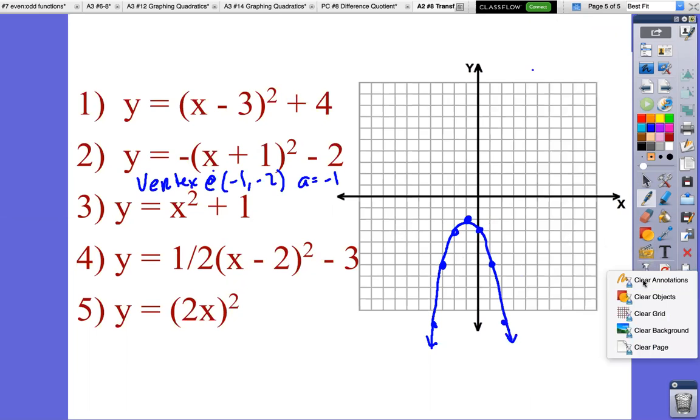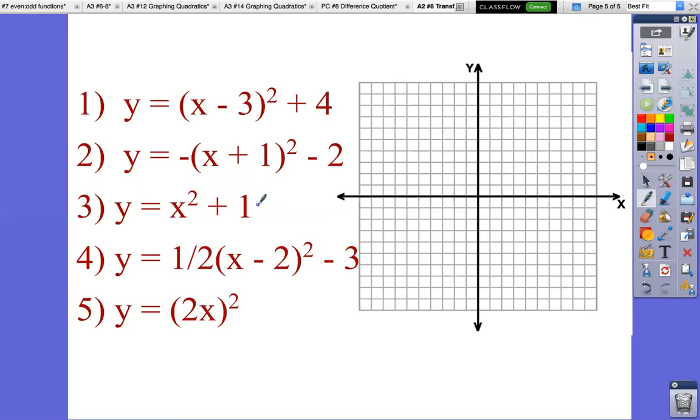Let's do number 3. What's my vertex for number 3? 0, 1. And what's my A value? 1. So again, I could make the table, but if I go over 1, 1 squared is 1. If I go over 2, 2 squared is 4. If I go over 3, 3 squared is 9. So I'd have to go up 9. There you go. This really starts to get pretty easy, guys.